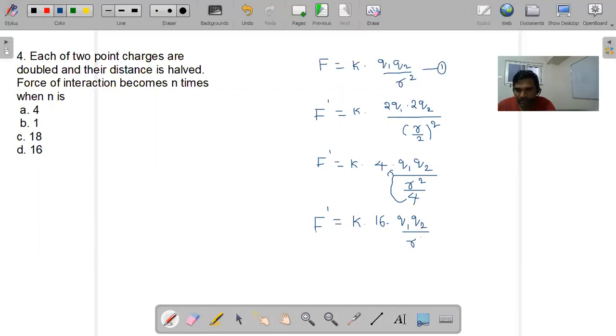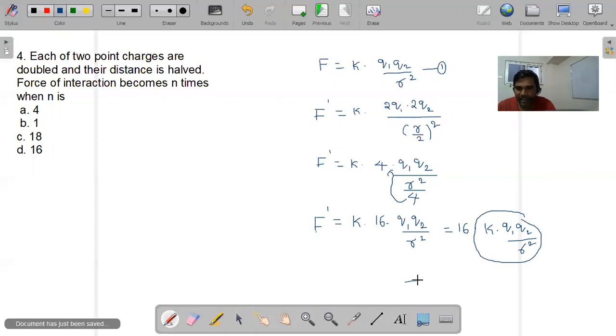Now further, if I rearrange, it is 16 into k into q1 q2 by r square, which is nothing but your original force, that is the first force here. Now if I substitute here, F dash is becoming 16 times of the original force. So the option D is the right answer here. So 16 is the right answer. Thank you.